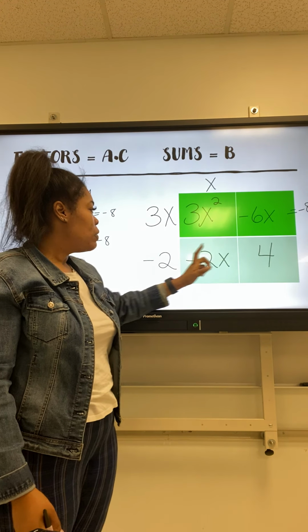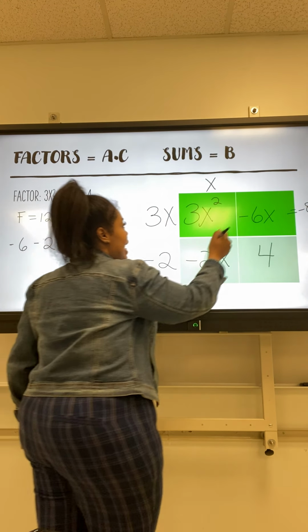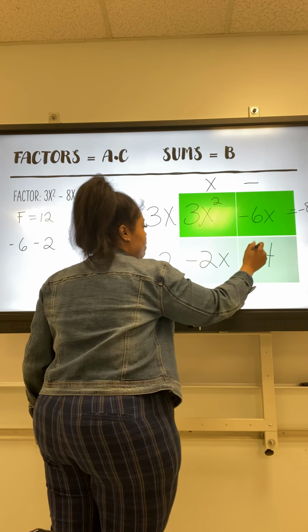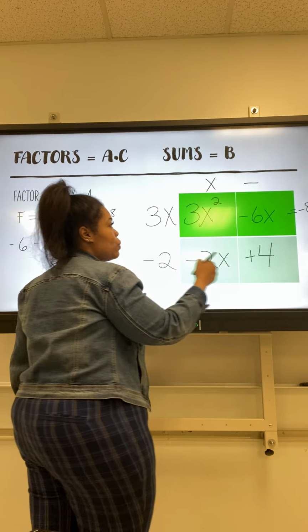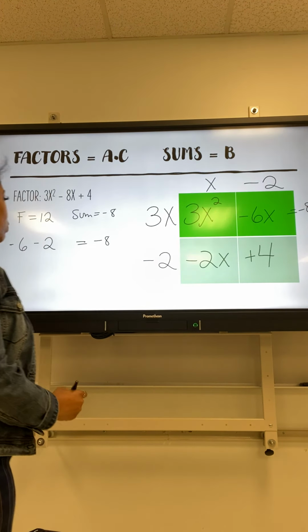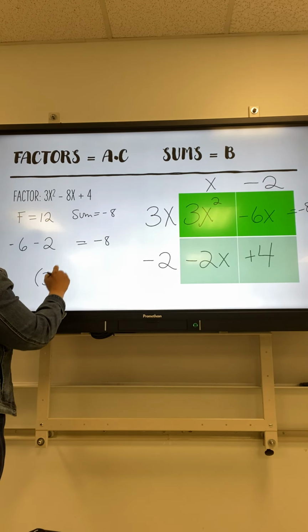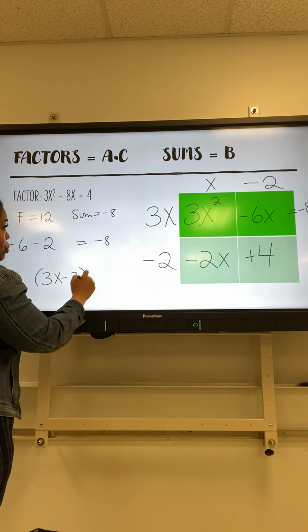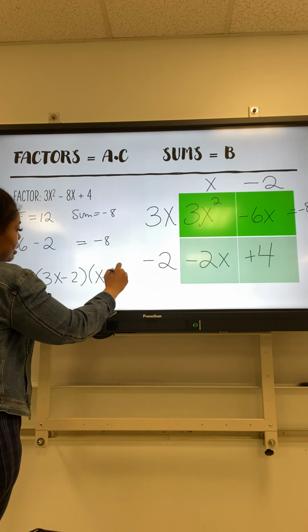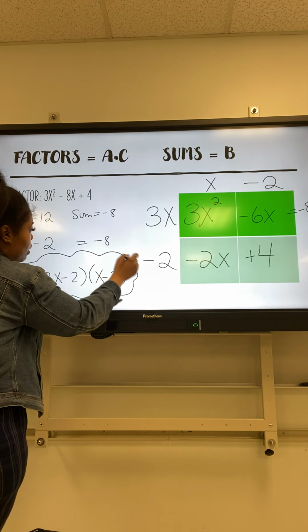So negative 2 times what is going to give me a positive 4? Well, if this is a negative, this has to be a negative because I need two negatives to make a positive. And then 2 times 2 is 4. So if you did this and you paused the video, hopefully you did, you should end up with your factors being 3x minus 2 and x minus 2, okay? These are the two factors that you should have come up with.